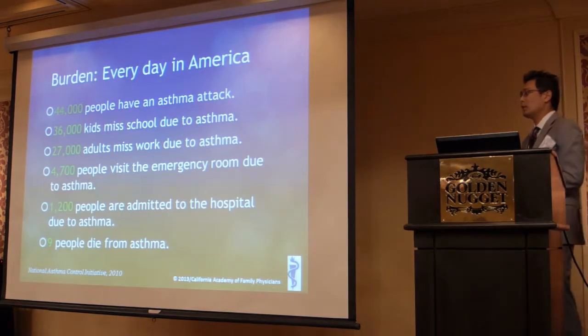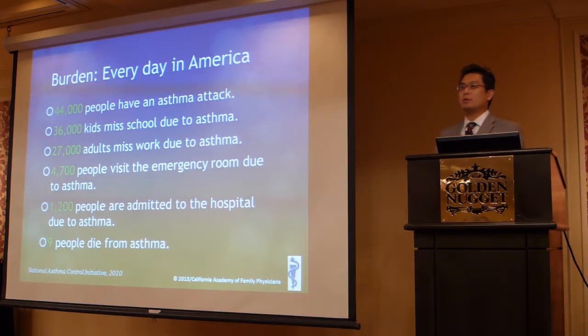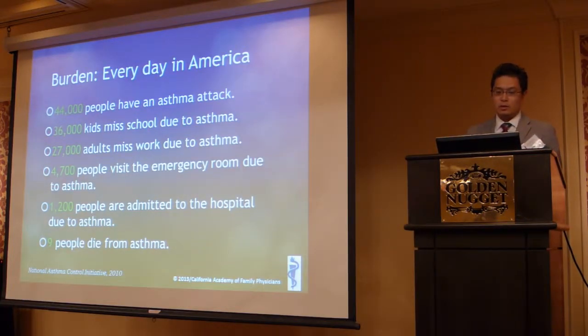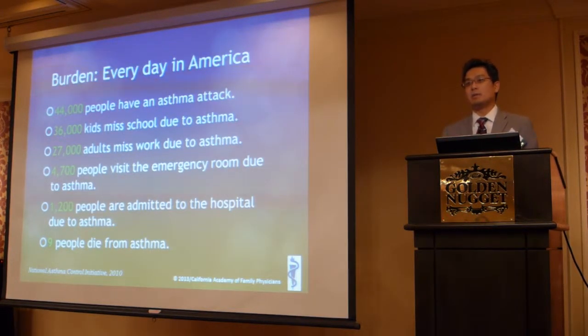And then here are some really shocking statistics. When we first put these up, I was very surprised. 44,000 people every day in America have an asthma attack. 36,000 kids miss school. 27,000 adults miss work. 4,700 people visit the ER. 1,200 people are admitted, and 9 people die every single day from asthma. 9 people dying from asthma is a big deal, and something that we as family docs can really prevent at the forefront of care.